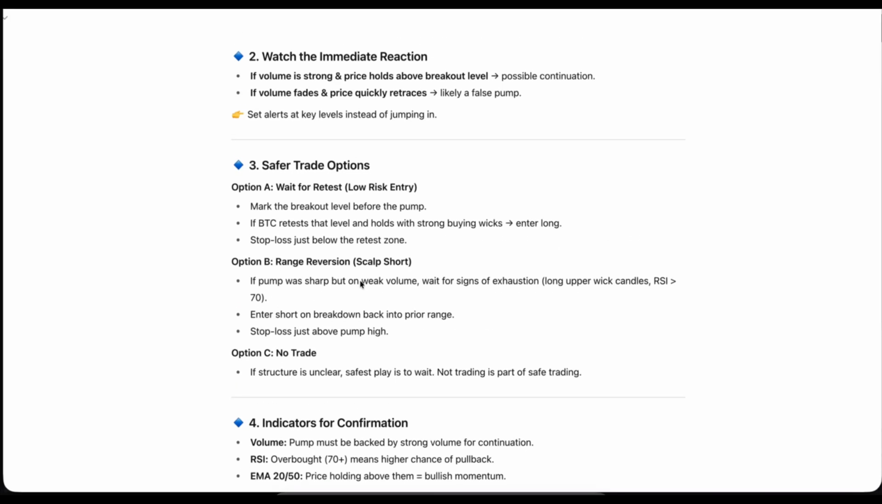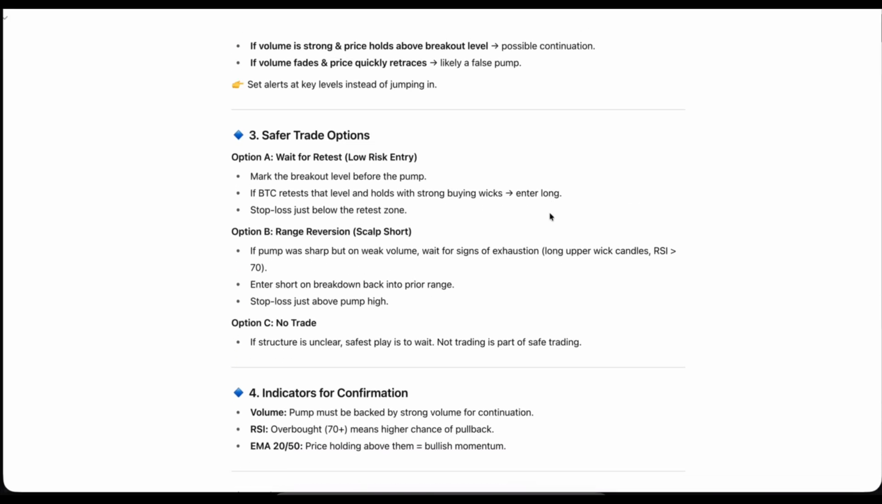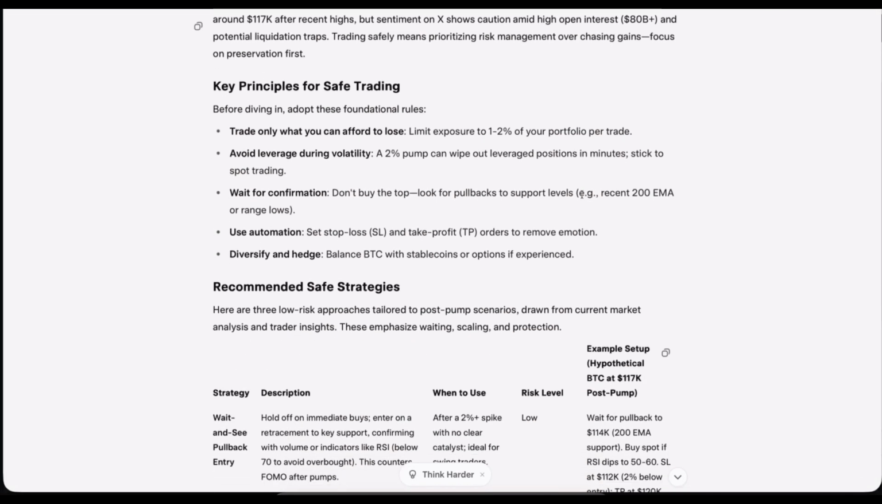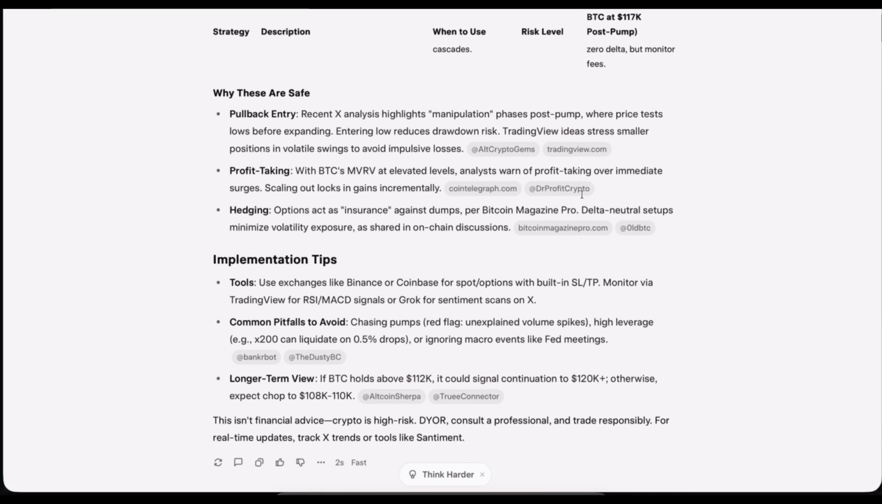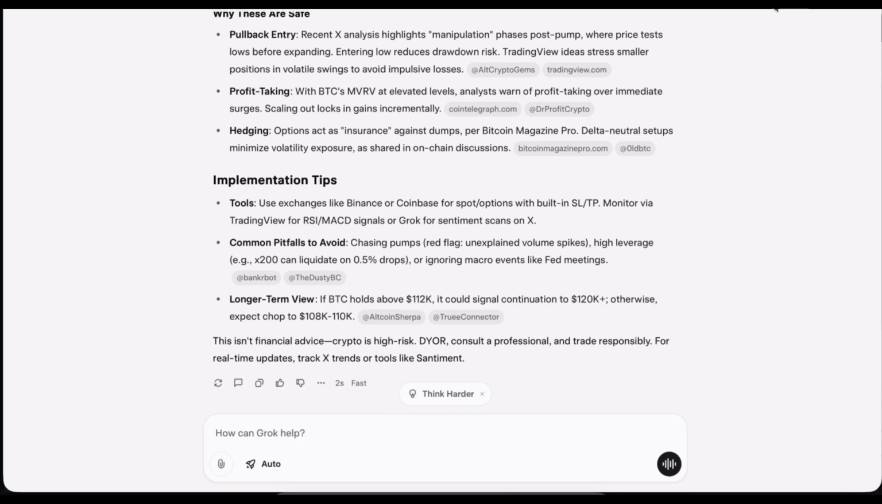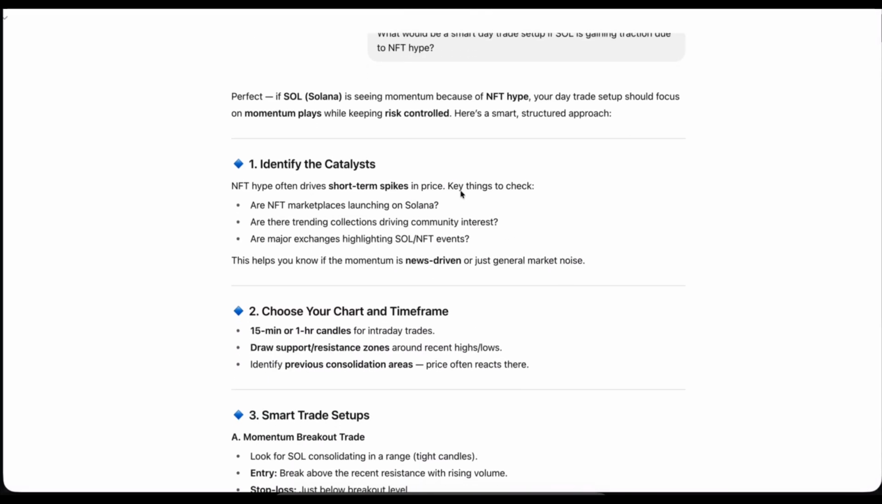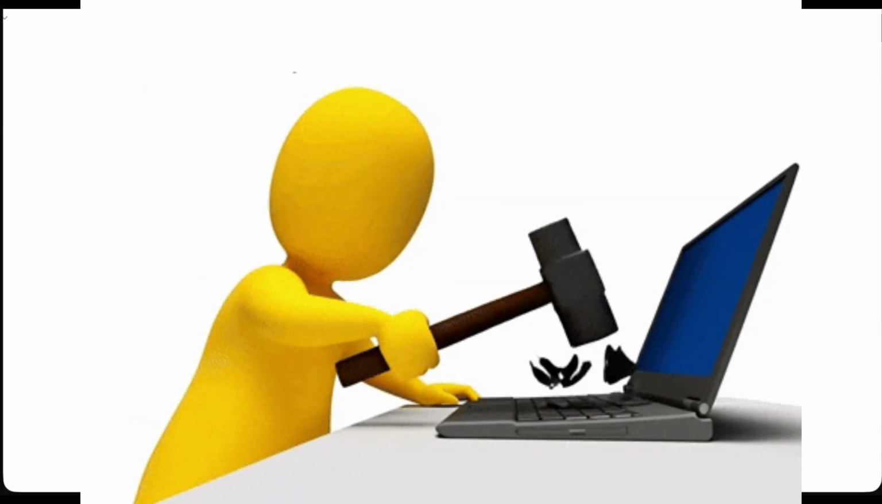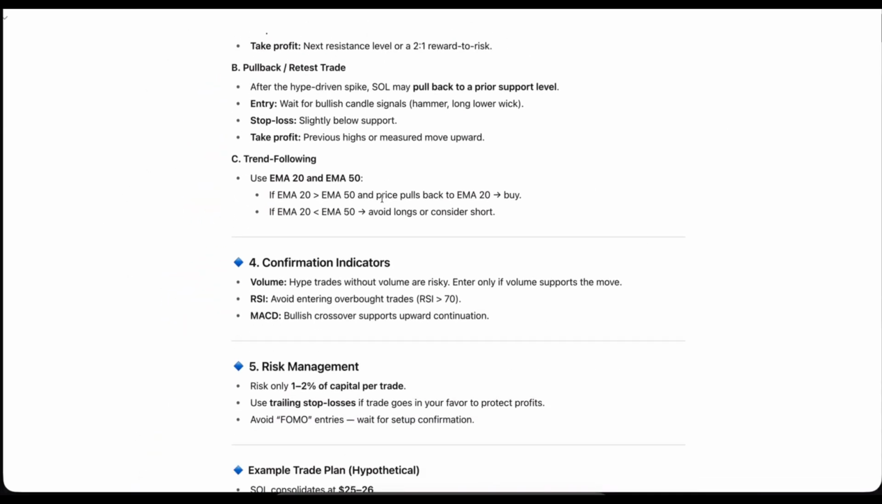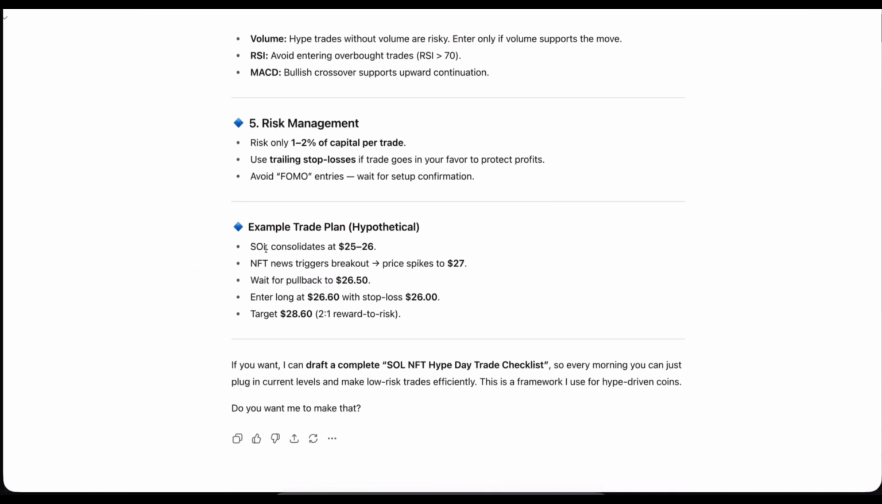Here's another example. Let's say Grok points out that Solana is trending because of NFT activity. You then prompt ChatGPT with, what would be a smart day trade setup if SOL is gaining traction due to NFT hype? ChatGPT might tell you to identify short-term resistance levels, check the RSI for overbought signals, and set a tight stop. So instead of just knowing SOL is trending, you have a clear game plan on how to trade it with proper risk management.